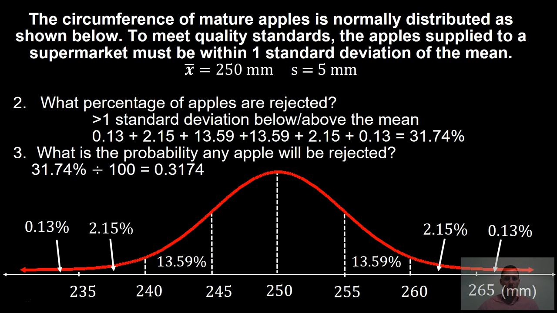The circumference of mature apples is normally distributed. The mean size is 250 millimeters and the standard deviation is 5 millimeters. To meet quality standards, the apples supplied to a supermarket must be within 1 standard deviation of the mean. Here we calculated the probability an apple would be rejected, which was any apple outside 1 standard deviation from the mean. The probability one would be rejected was 0.3174. Let's use the graphics calculator to find this probability.